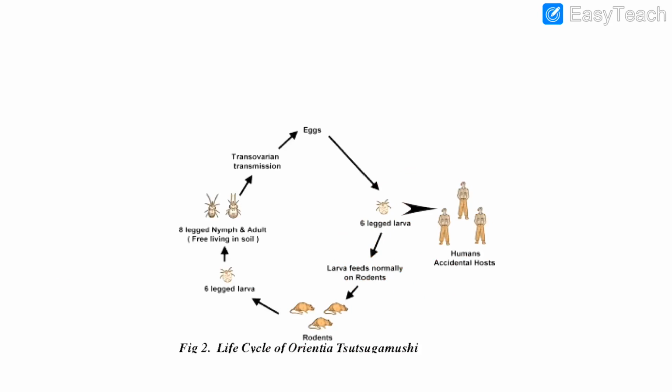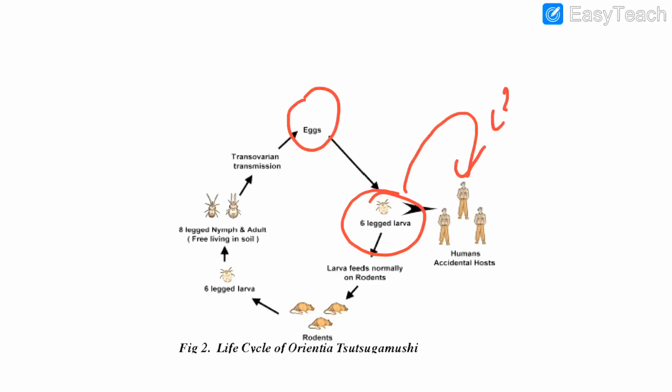Okay, and this Orientia tsutsugamushi has this type of life cycle, that these are the eggs, and these eggs change into what? 6-leg larvae, and this 6-leg larvae frequently affects the humans. So that is also named as what? Chiggers, and it is termed as chiggerosis. That's why it is termed as scrub typhus. Another name is chiggerosis, because of this 6-leg larvae. Then this larvae feeds on the rodents, and what is formed? This 6-leg larvae changes to what? 8-legged nymph and adults, and from the adults to the offspring, what happens? Transovarian transmission, and there is a formation of egg. This is the life cycle of Orientia tsutsugamushi.